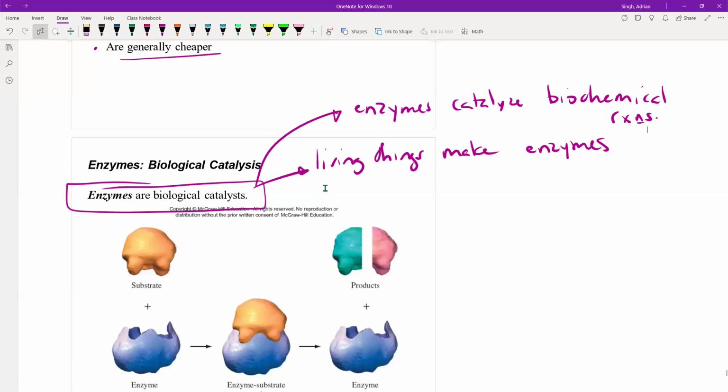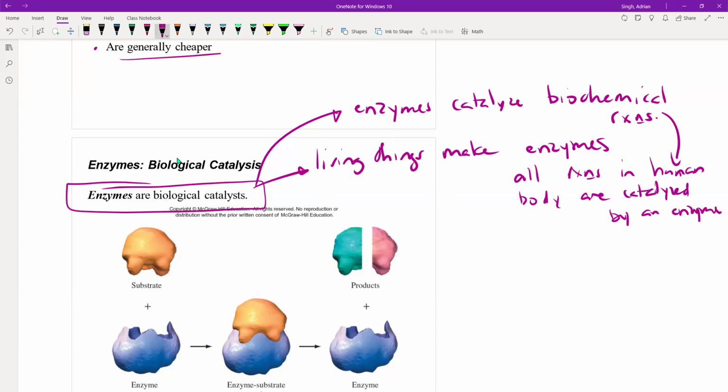So they're biological catalysts. Okay, living things make them. They catalyze biochemical reactions. And guess what? All of those reactions are happening inside of you right now. So pretty much all the reactions happening in the human body are catalyzed. They're sped up by an enzyme. Can you think about all of the reactions that are happening inside of you constantly? Every single one of them is being sped up by a particular enzyme. So they're very, very important. It's hard to understate the importance of enzymes.